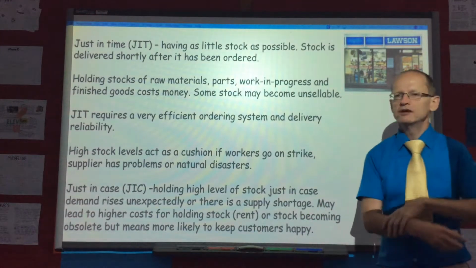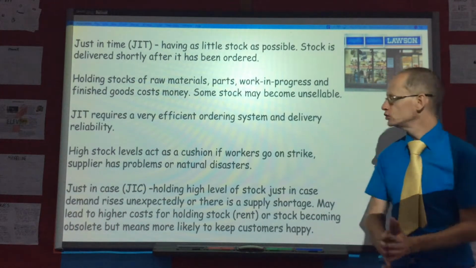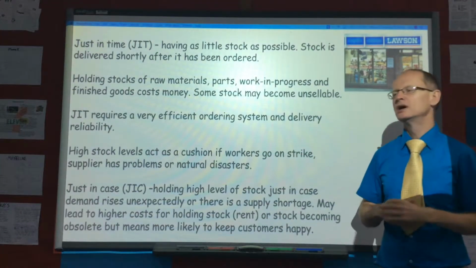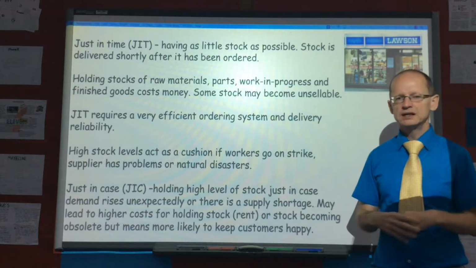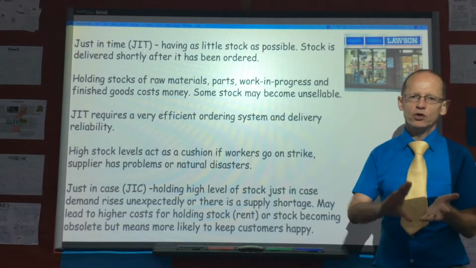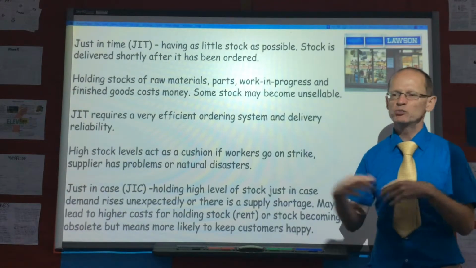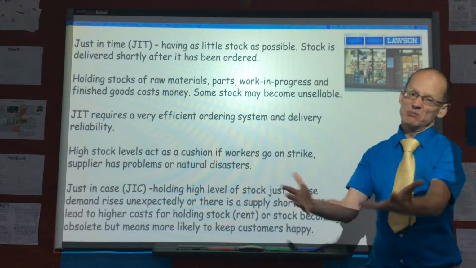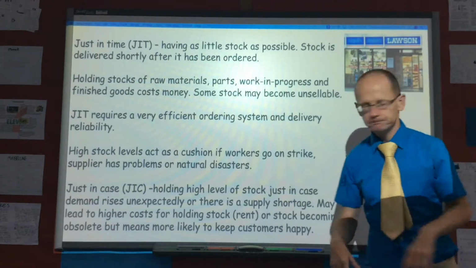Okay, obviously if you hold higher levels of stock, you've got to maybe store that stock somewhere, which means you pay more in rent. And if you're selling things like bread or milk and you're holding that high levels of stock, you may have to eventually throw some of that away, which obviously you're throwing away basically money because you're not going to be able to sell it.